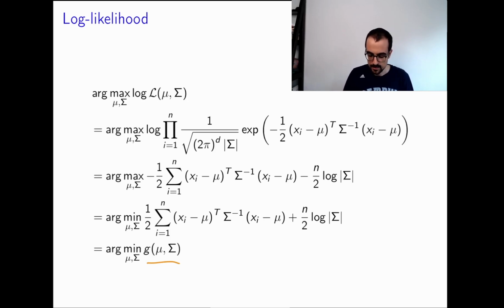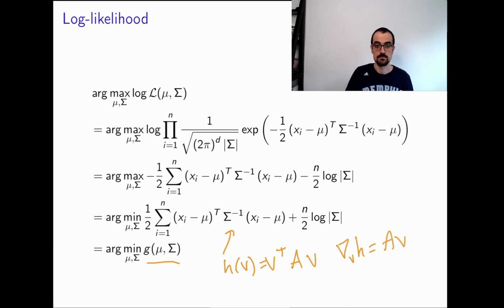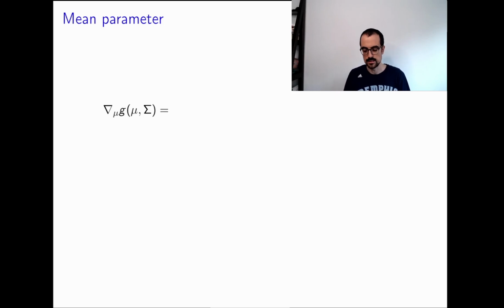So if we take the partial derivatives with respect to mu of this term here, then basically that's the gradient of this term with respect to mu. The gradient of a vector, so you have a vector V transpose times a matrix A times V. If you have a function like this, and you take the gradient with respect to V of this function, that's just equal to A. Again, you would check that by computing the partial derivatives. It's not too difficult. So if we take the gradient with respect to mu here, we're going to get sigma minus 1 and this sum of xi minus mu.